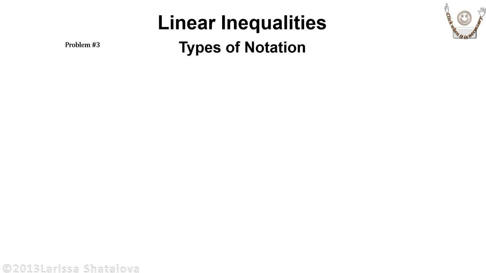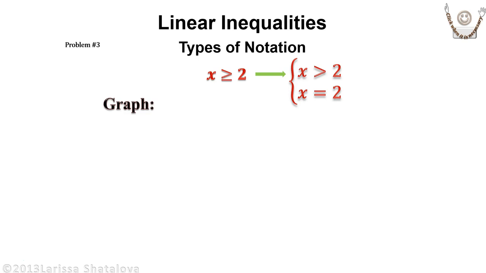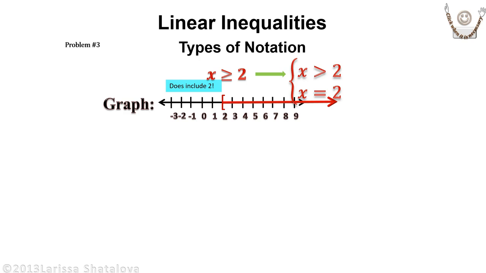We solved the inequality in problem number 3 and we got a solution. X is greater than or equal to 2, which means x can be greater than 2 and x can be equal to 2. Now, how to show this as a graph? We have to use a bracket, because the bracket tells us that we can include 2 in the solution set, and then a solid line from the bracket to positive infinity.